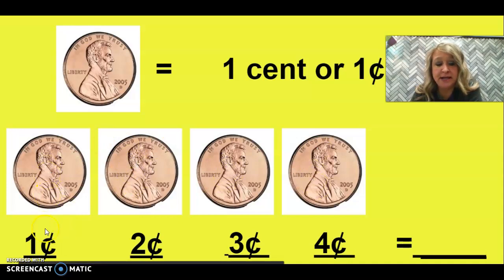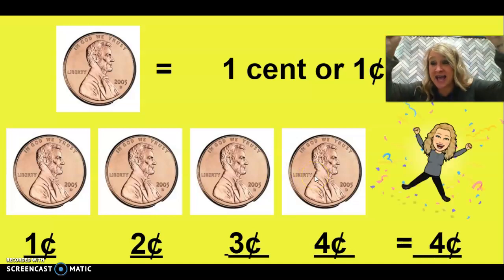So each penny is a cent. But when you add more, you're counting on. So this is 1 cent, 2 cents, 3 cents, 4 cents. So how many do I have in all? How much money do I have in all? 4 cents. Yay, you got it.